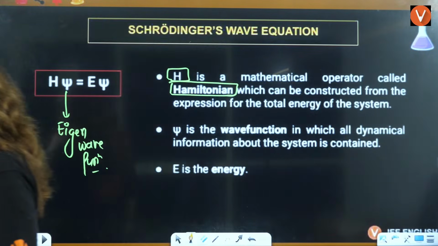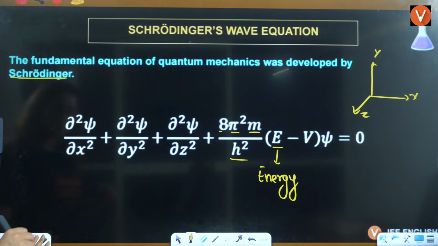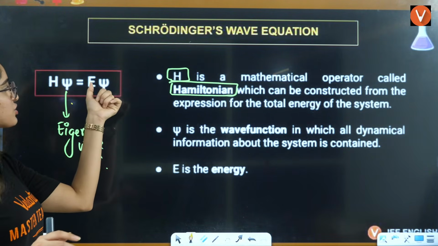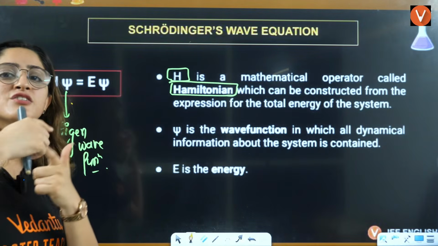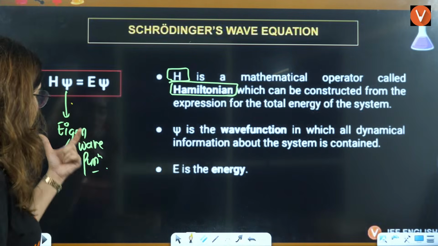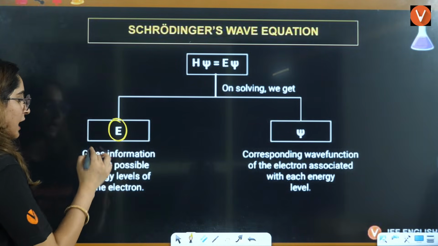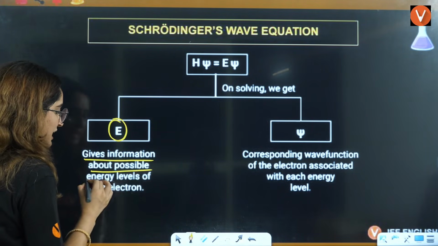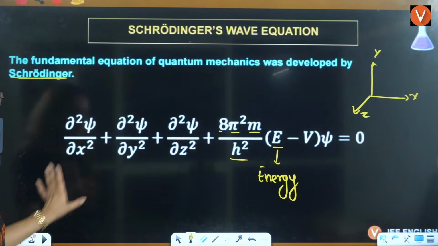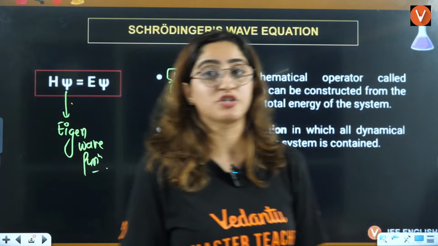Yes, guys. If that is clear or not, this is what we have discussed till now. This is the Schrodinger wave equation, a short form. This is the Hamiltonian operator, wave function, and energy. The wave function is obtained as it is even after application of the operator, which means it's an eigen function, right? We know that E gives information about possible energy levels of the electron. This is the first equation, a simple form of the Schrodinger wave equation.